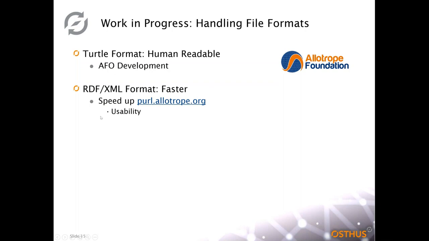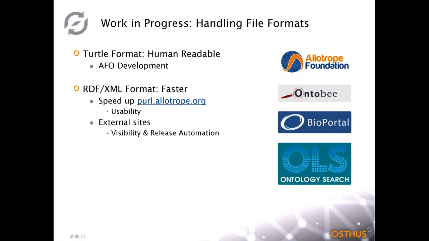And I hope we will get some speed out of this for our own sites, which will improve the usability of our site, because the lookup can take a bit until it finishes right now. And also external sites prefer the RDF XML format, so it would help with visibility on external sites if we could simply provide an artifact to them as part of our release automation.